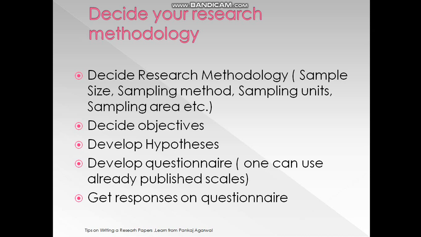Now we have to decide the research methodology. This is the research methodology that we are going to adopt for our research paper. For example, we decide the sample size, sampling method, sampling units, etc. And also we have to decide about the objectives, hypothesis, and a very important part, we have to develop the questionnaire. If we are not developing the questionnaire, then it may be possible that we are using an already published questionnaire, or published scales can also be used. That we have to mention in our research paper with proper citations, and we have to get the responses on the questionnaire.